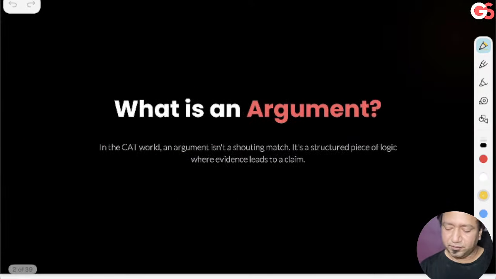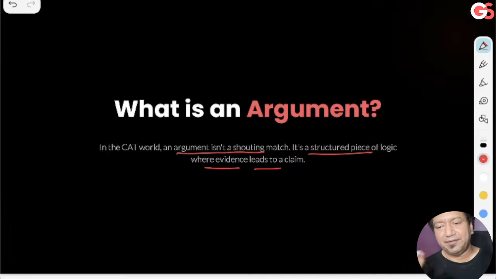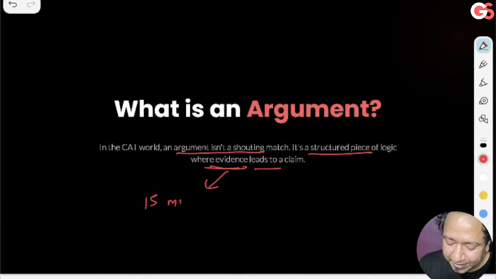First thing first. What is an argument? An argument isn't a shouting match. It's a structured piece of logic where evidence leads to a claim. Evidence leads to a claim. You understand what is evidence? In Hindi, we call it sabut, sakshya. So the evidence is there. For example, Phoenix said that it's a weird channel, and I'm always 15 minutes late. So maybe the evidence is that I'm always 15 minutes late. And the claim is it's a weird channel. Do you understand that? Evidence, I'm 15 minutes late. Claim, it's a weird channel.